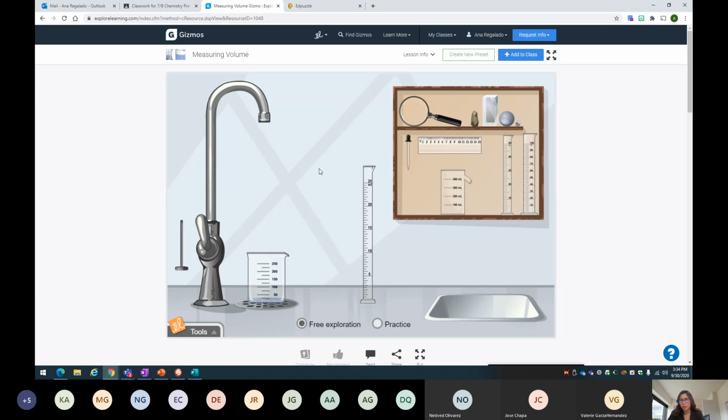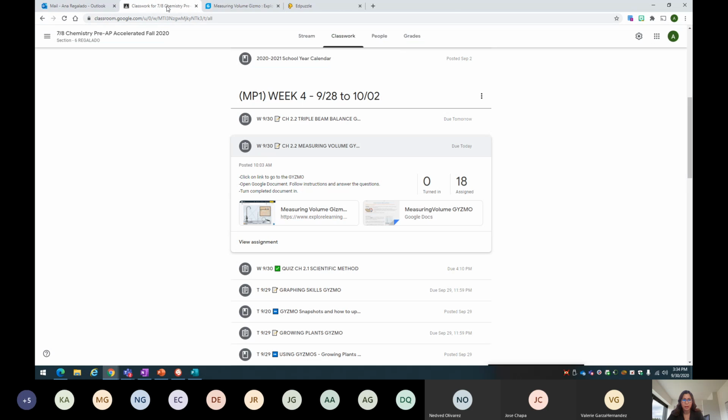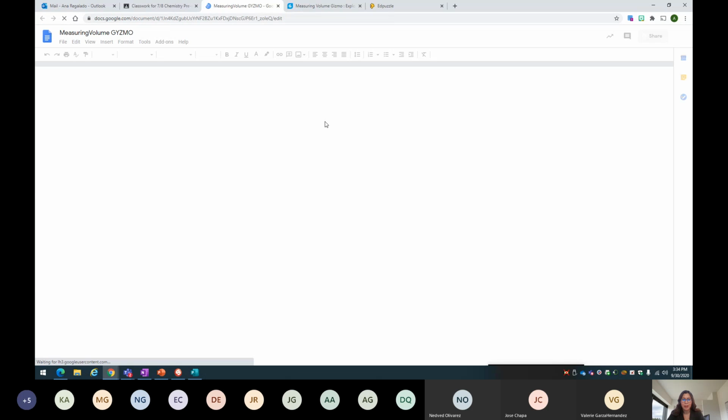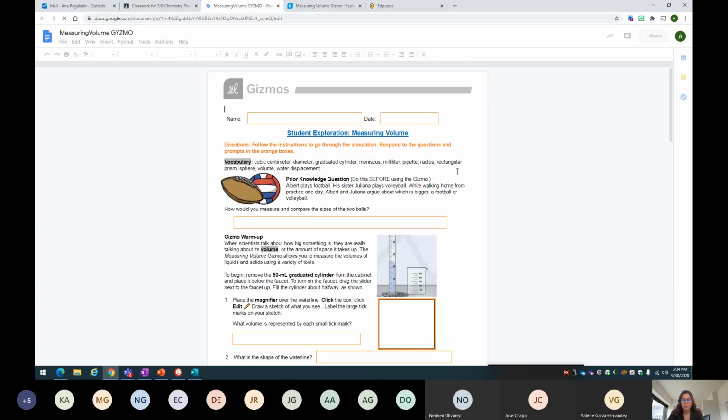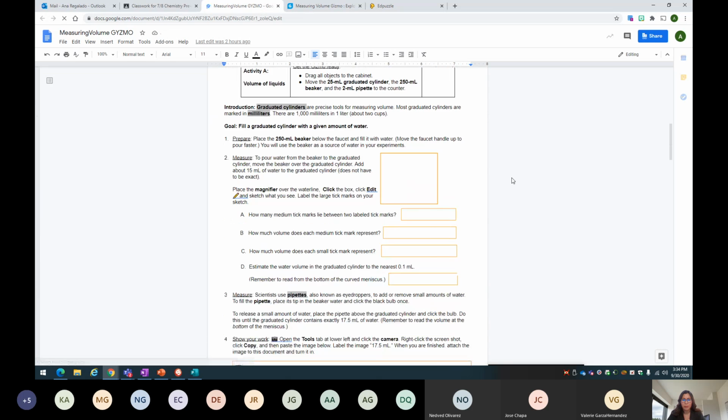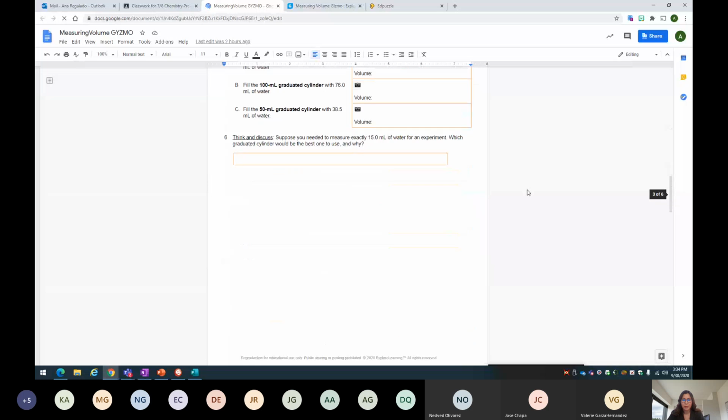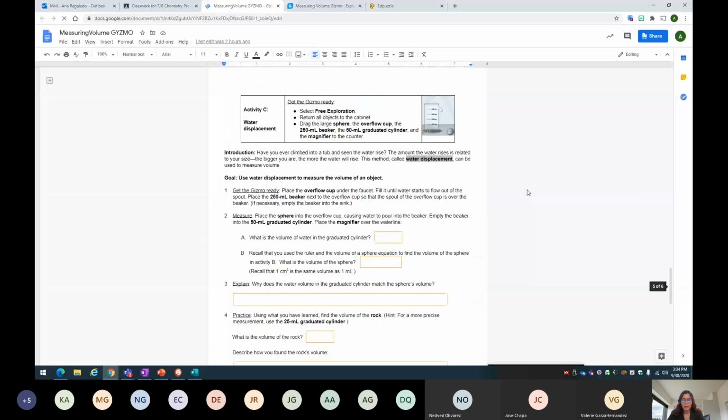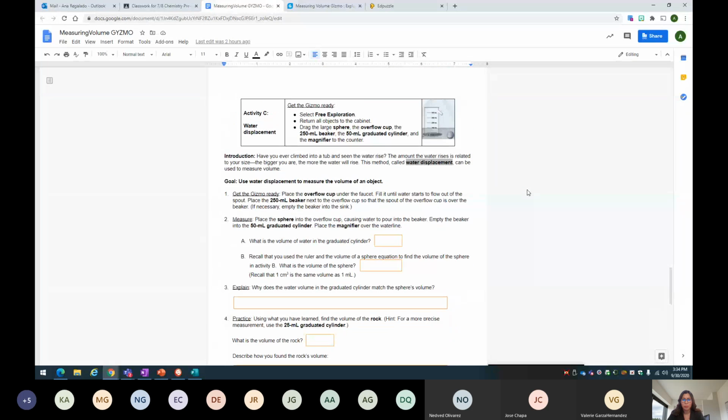And again, the instructions are going to be there for you. Just follow the instructions. You are going to do the entire activity. So every single section, let's look at it. It does have activity A, activity B, and activity C. So make sure that you complete the whole thing. If you notice here, activity A, activity B, and activity C. So make sure you do all three.